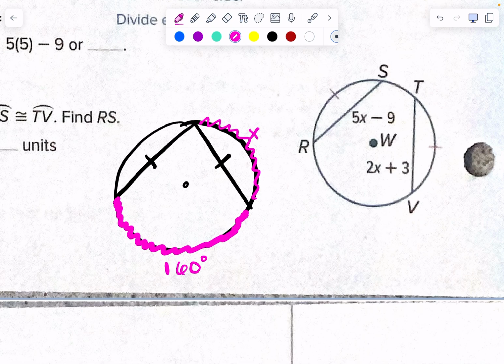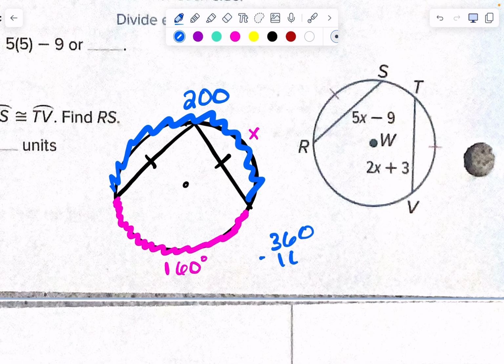What? 360 minus that. You are just too smart. All the way around, it should be 360, yeah? So that means these two added together is going to be 200, right? Because 360 minus 160. But I know that those arcs are the same because the chords are the same. So each one of those arcs is going to be 100 degrees. Do you see how that works?